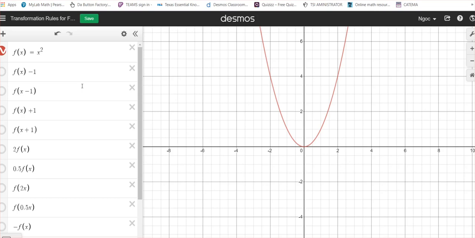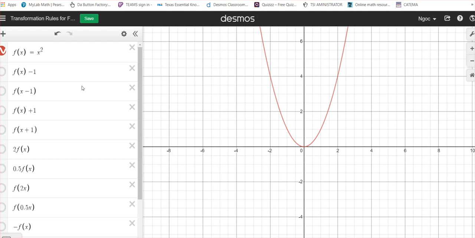Hello, in this video, we are going to learn how to identify a type of transformation from the function notation. The function we are using here is the quadratic parent function, f of x equals x squared. And the graphic on the right hand side is a parabola, open up, with the vertex at the point (0, 0), and the axis of symmetry is the y-axis.